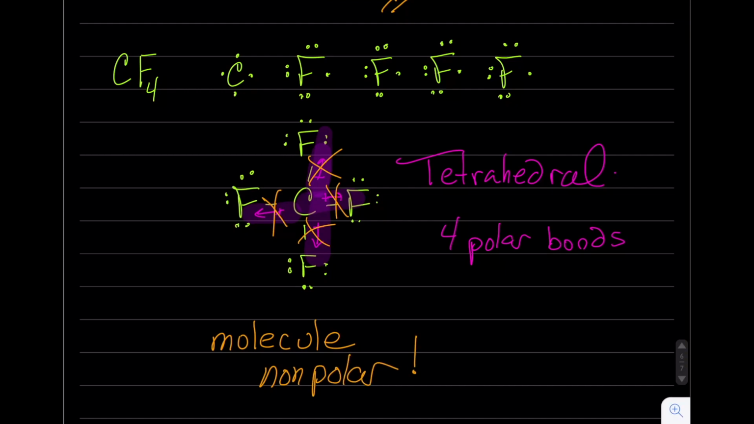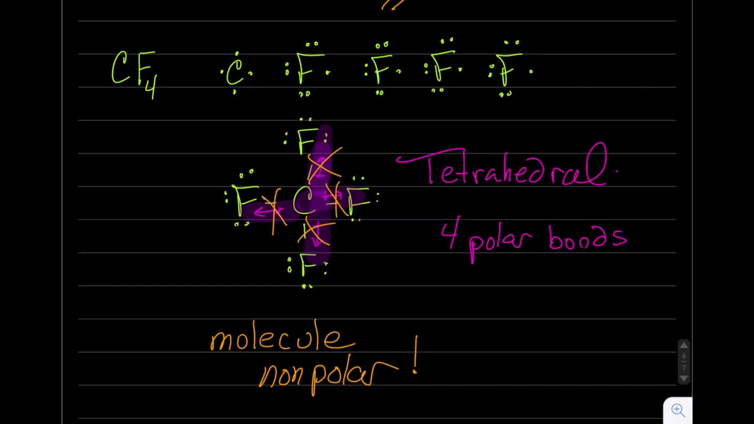Okay. I hope you're starting to feel a little bit more comfortable with this. I do want to try one more though. All right, last one. Let's try PF3. So phosphorus has 5 valence electrons. And our fluorines, once again, as is true of all halogens, have 7 valence electrons.